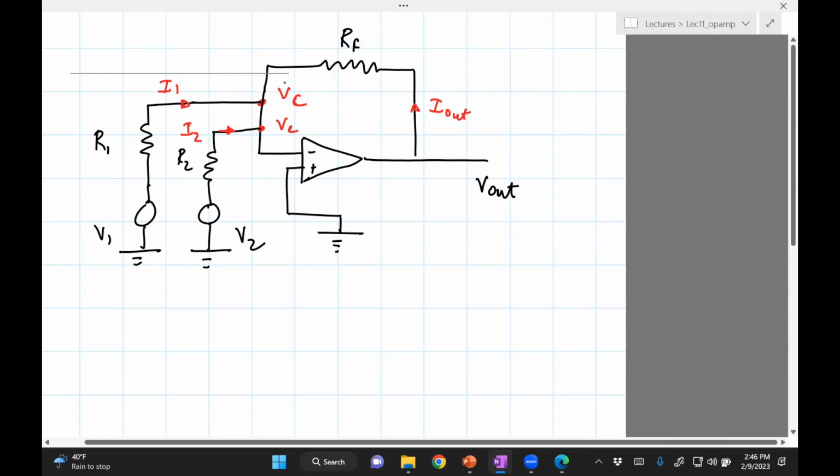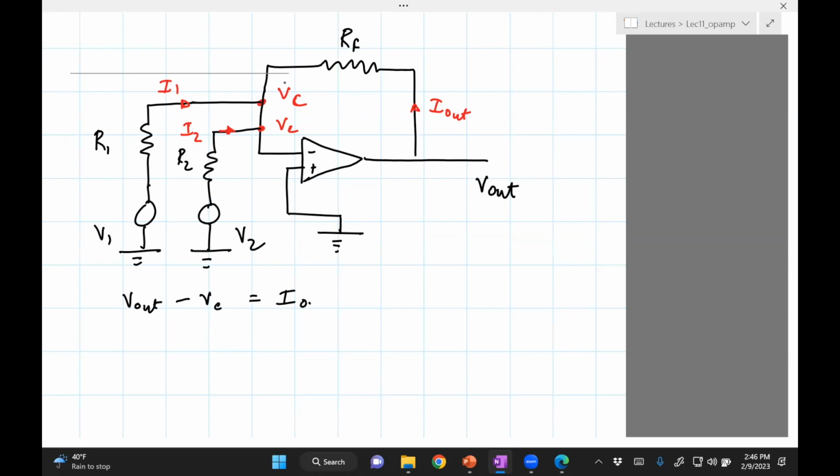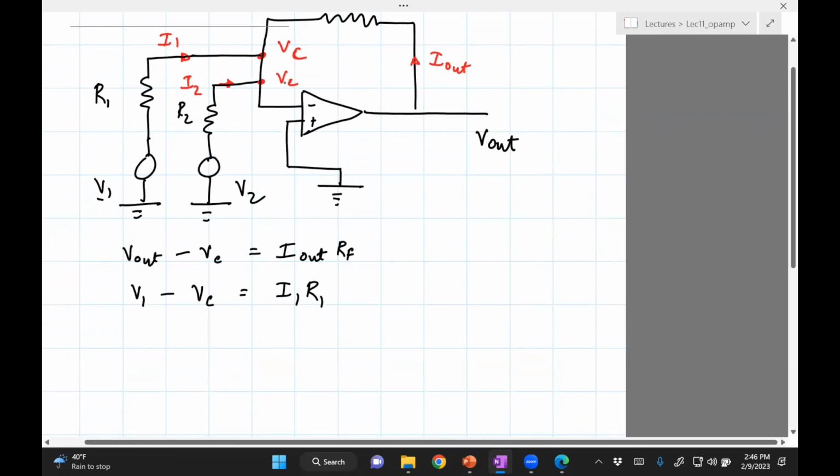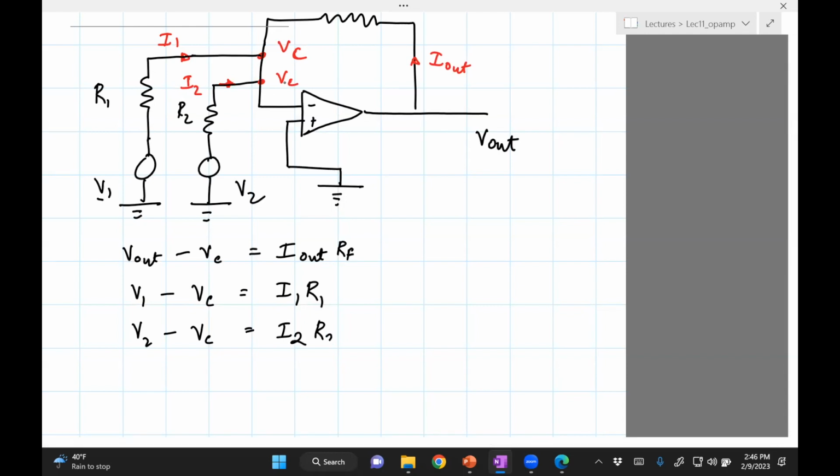So again, I'm trying to relate V out with V1 and V2. So let's just try to write equations for V out, V1, and V2. And what helps me to do that is VC, because VC is sort of in between. So V out minus VC should be equal to the potential drop across RF. Then we have V1 here, VC there. So V1 minus VC is the potential drop across R1. V2 minus VC is the potential drop across R2.